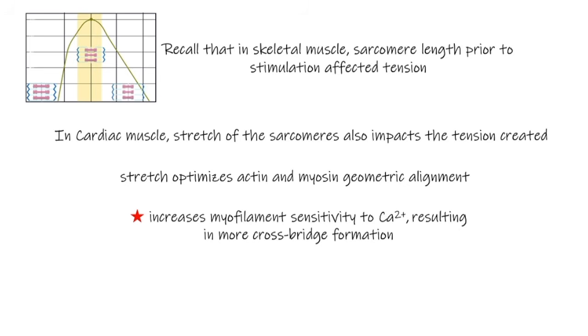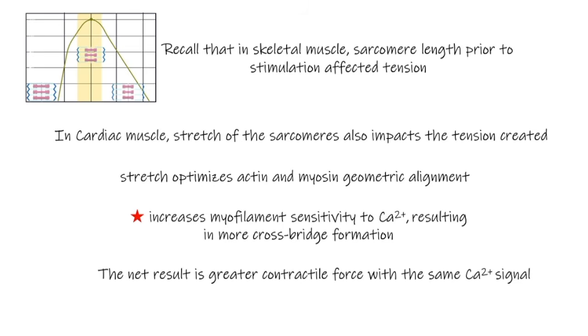So by increasing troponin's sensitivity to calcium, more troponin is bound, more binding sites are exposed for cross bridges to form, and that results in more cross bridge formation and therefore more tension. So the net result is a greater contractile force with the same amount of calcium being released, or as we state here, the same calcium signal.